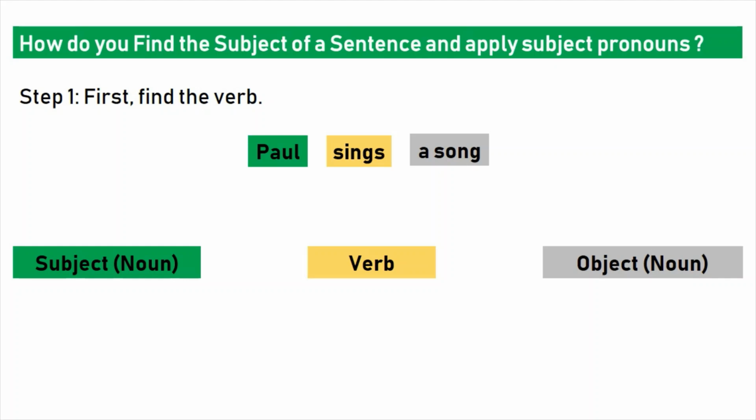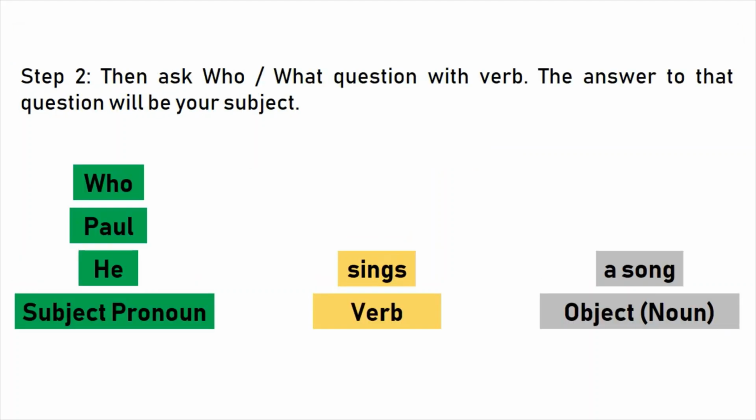So here we have the first step. First you will find the verb of the sentence. So in this example, to sing is a verb form. After finding the verb of the action of the sentence, we will ask who is doing that action, and the answer of that who will be your subject.